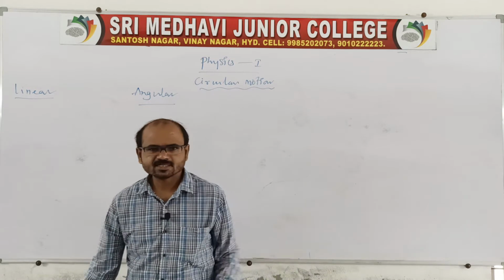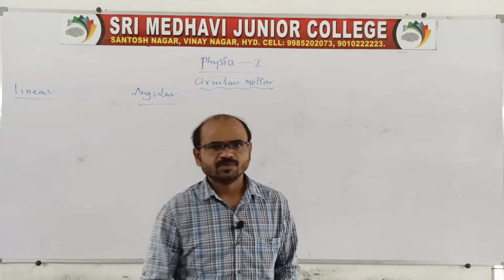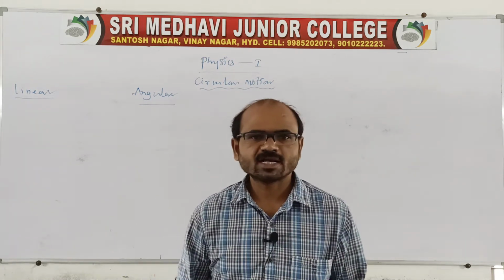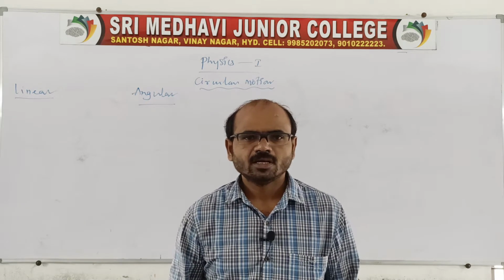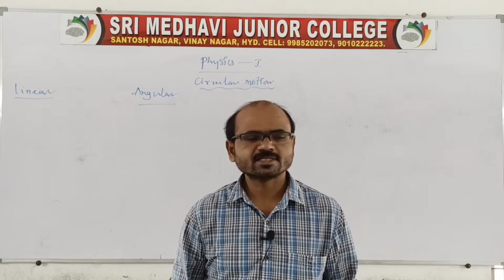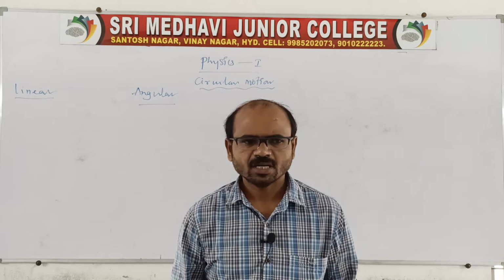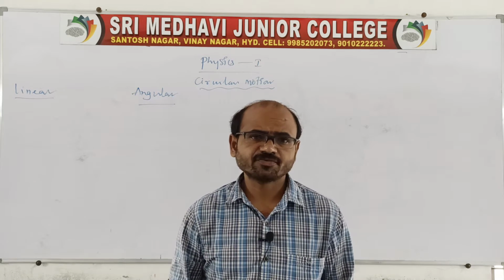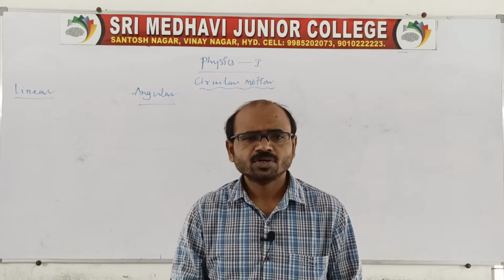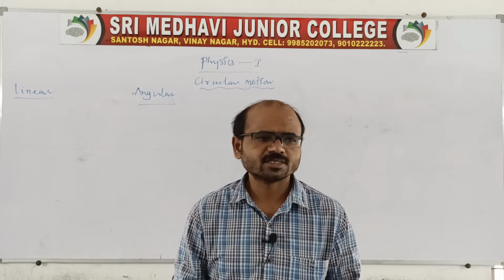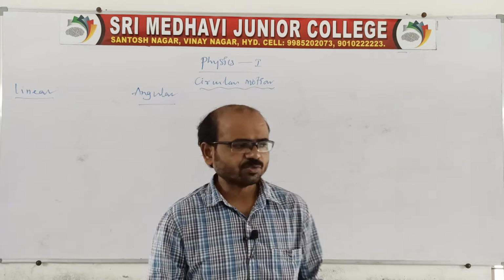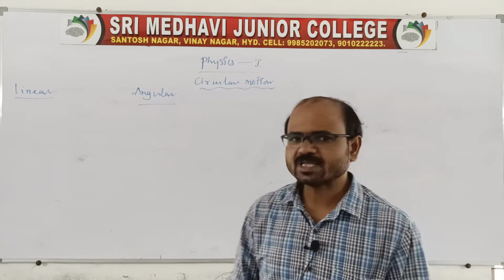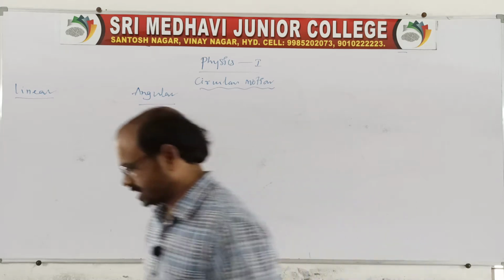In the previous class we discussed angular velocity, angular acceleration, angular displacement, and the radius vector. After that we also finished the relations between linear and angular quantities, that is v square minus u square is equal to 2as, v is equal to u plus at, s is equal to ut plus half at square. Like that we finished it, right?